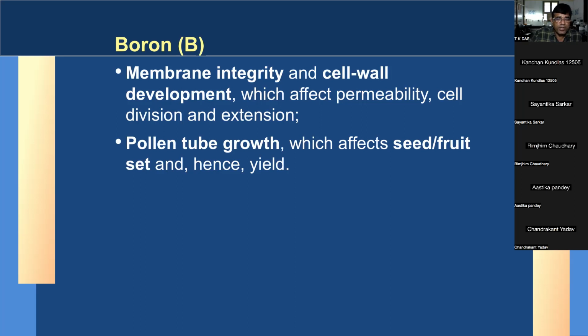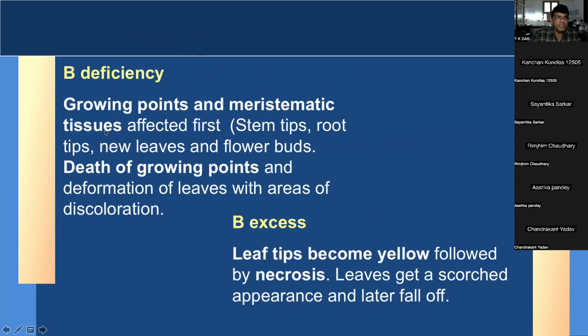In many crops, foliar spray of boron just before the flowering stage starts has been found very beneficial to increase seed yield. In deficiency of boron, growing points and meristematic tissues are affected first, like stem tips, root tips, new leaves, and flower buds. And this is very interesting: death of growing points and deformation of leaves with areas of discoloration. Excess boron: leaf tips become yellow, followed by necrosis, leaves get a scorched appearance and later fall off.